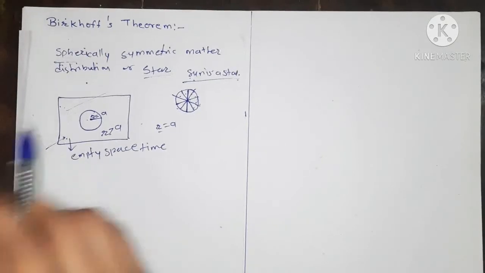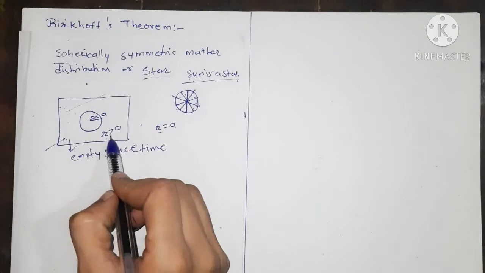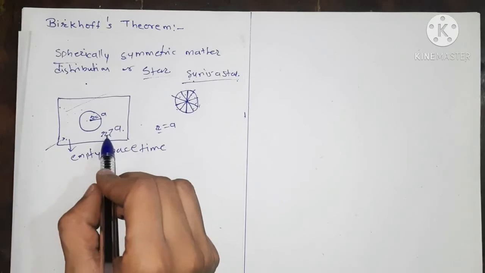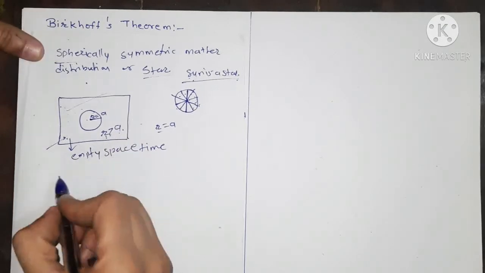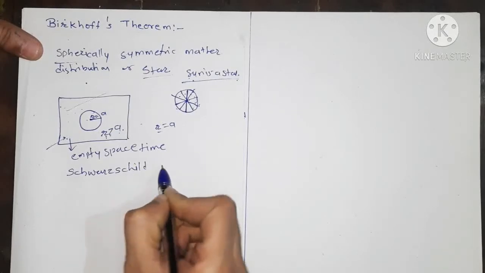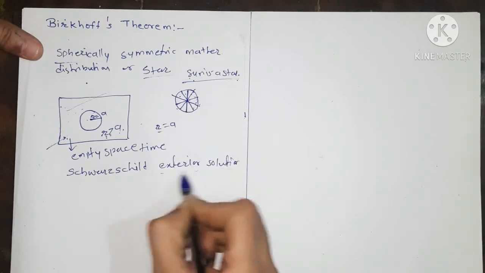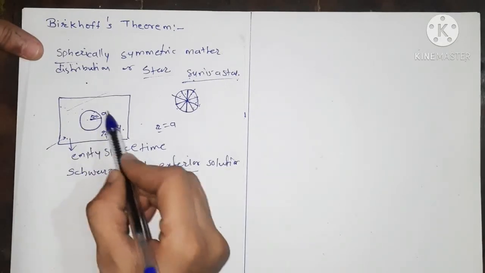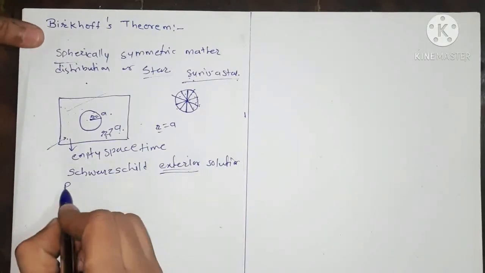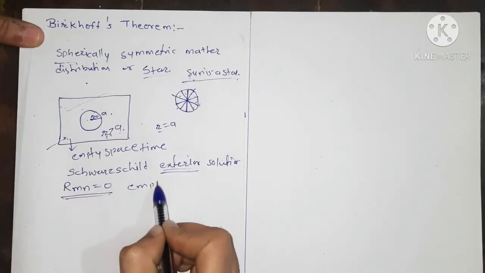Now, as we have seen the Schwarzschild exterior solution, the gravitational field for r greater than a, that is, outside this matter, is given by the Schwarzschild exterior solution. Exterior here means outside the matter located. And as we know, the Schwarzschild exterior solution is the solution of R_mn equals 0, that is, for the empty space-time.